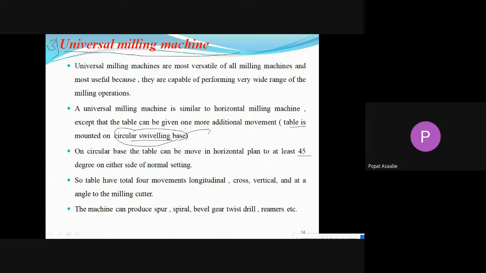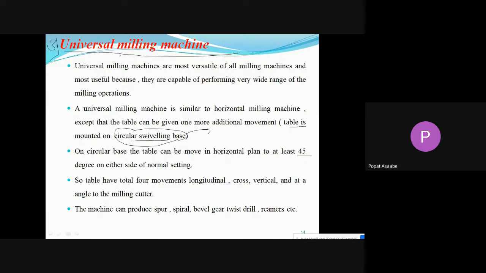We know that in the horizontal milling machine or the vertical milling machine it is not possible to rotate the work table at a particular angle. That disadvantage is overcome in the universal milling machine, because the table is mounted on the circular swing base, and on that swing base we can easily rotate the table to 45 degrees. That is the additional point in the universal milling machine.